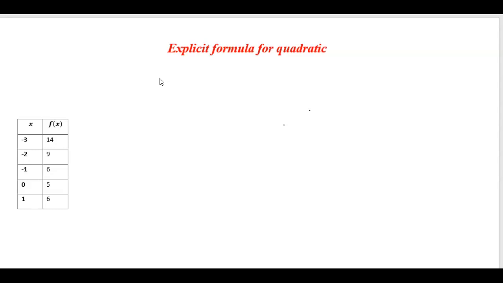So one thing when writing an explicit formula for quadratic tables, since we're using x, we're going to have f of x equal half of, we're going to have a divided by 2 x squared plus something. Okay, so we need to figure out what that something is going to be for this.